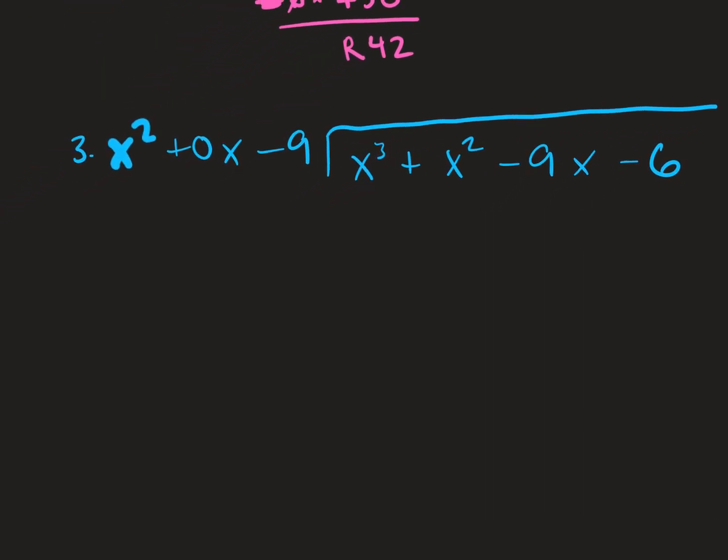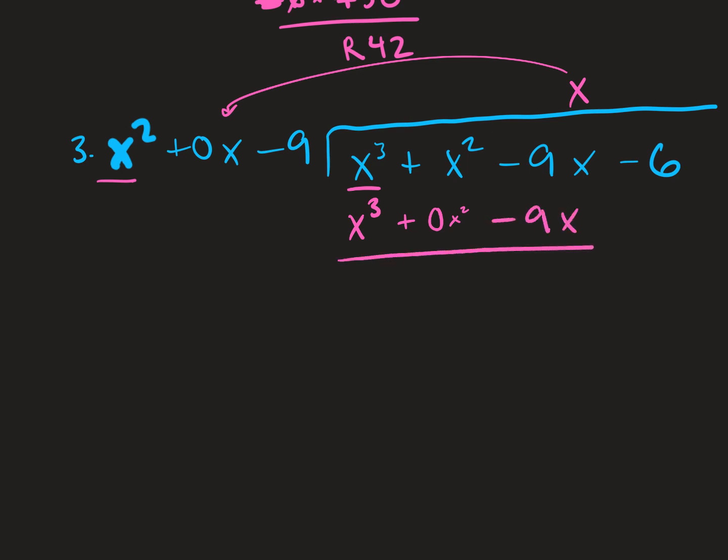All right, so what's the first step? Divide. What is x to the third power divided by x squared? X. So write that up top. What's next? Multiply it to everything out front. So what's x times x squared? X cubed. X times 0x is just 0. You could either just say 0 or 0x squared, whatever you want. And x times negative 9? Negative 9x.